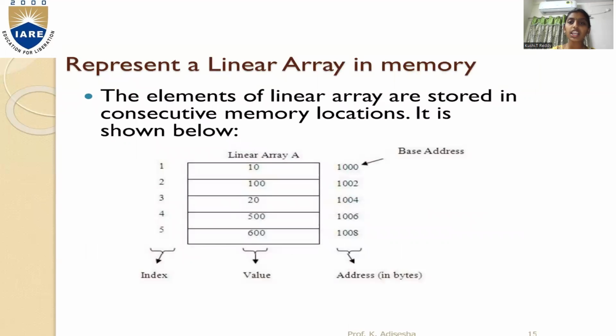Representing a linear array in memory. The elements of a linear array are stored in consecutive memory locations as shown below. As shown in the figure, you will notice that the array elements are always stored in continuous memory locations, one after the other, and array elements can be accessed or printed by using their index. By default, the array index starts at 0 and ends at n-1.